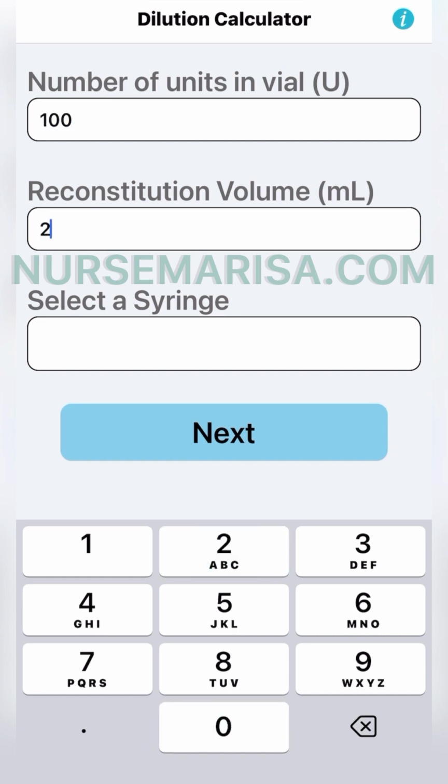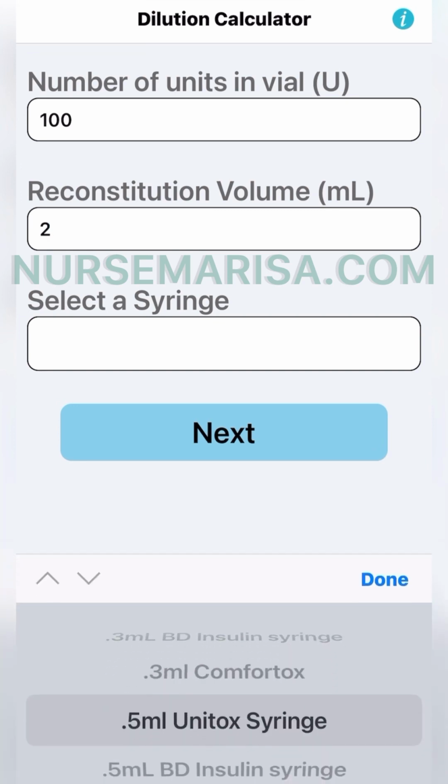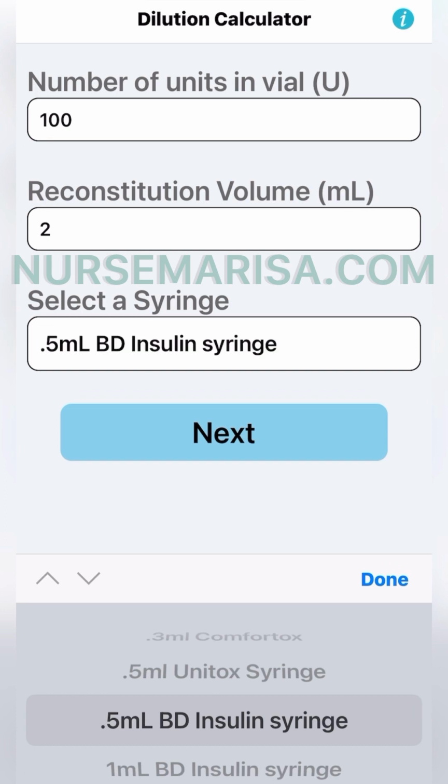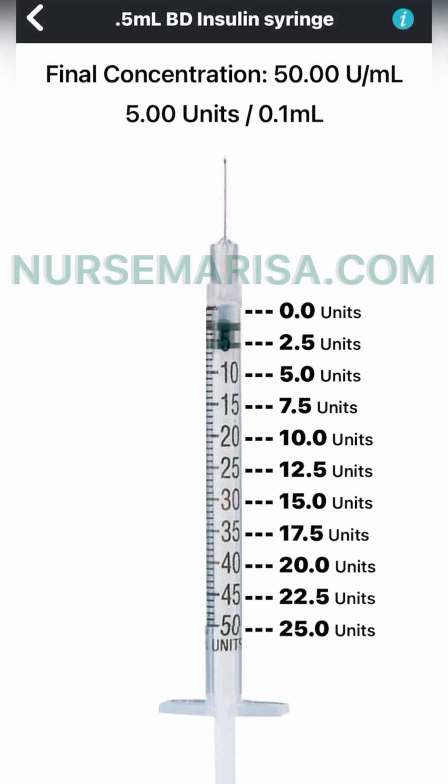We have a 100 unit vial in 2 cc reconstitution volume. And then I'm going to show you the 0.5 BD syringe. And by the way, this app is called Inject, N-J-E-C-T, only available on iPhone, not Android. And this is your dilution and your unit count for 2 cc's. So you're basically dividing those bold numbers on the syringe by half. So this is holding 25 units total of Botox. So that's a Botox 100 unit vial.